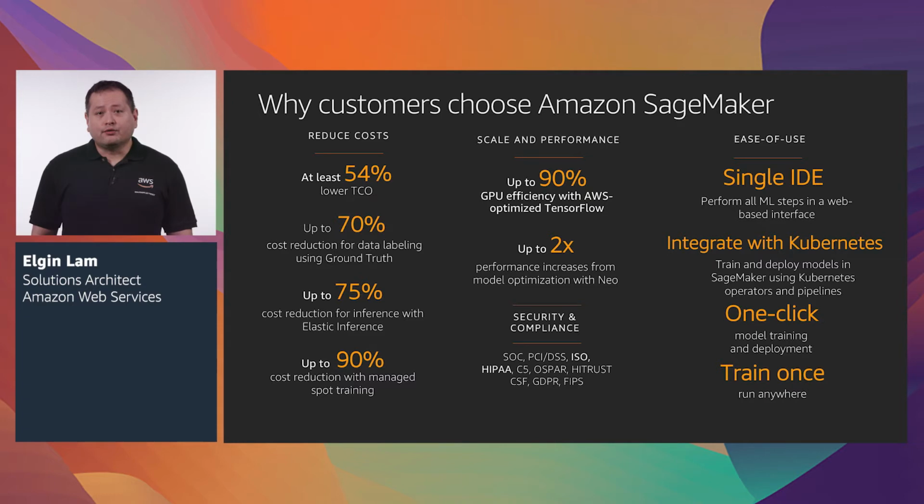Amazon SageMaker really does take the complexity out of machine learning. Developers can develop and deploy models with just one click in the SageMaker console and train once, run anywhere from the cloud to the edge.